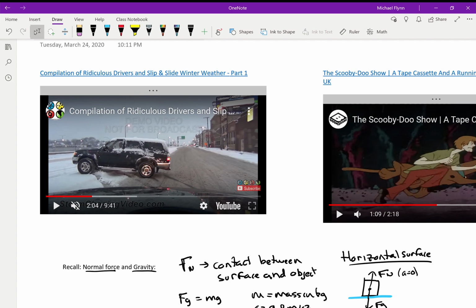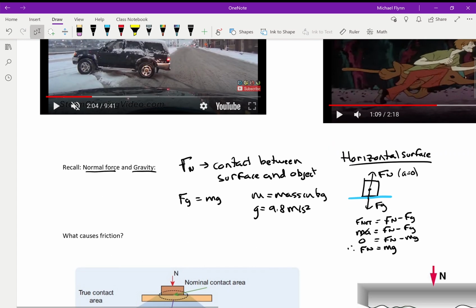It quickly turns into static friction. And that's what you want on a court when you're running around: you want lots of static friction. All right, so let's talk about what causes friction.